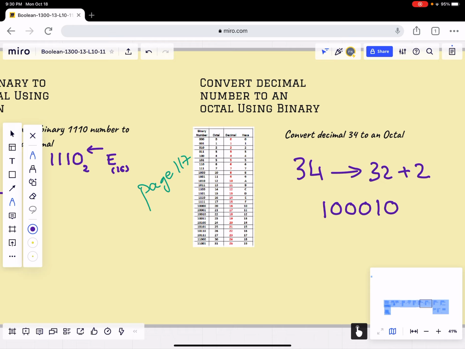So now, in order to change to octal, you have to group 3 bits from the right to your left. So 3 bits. Okay, so now the octal for 010, you're going to write down, is 2, and 100 means 4. So you got 42 octal number for decimal 34.